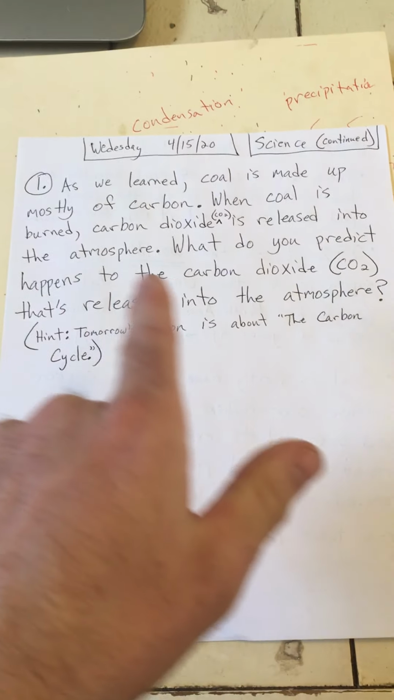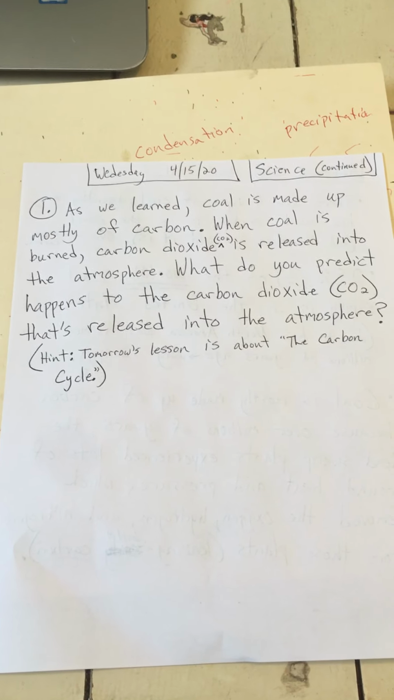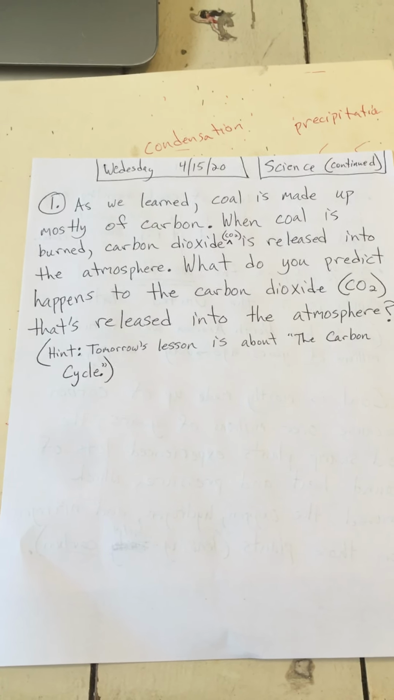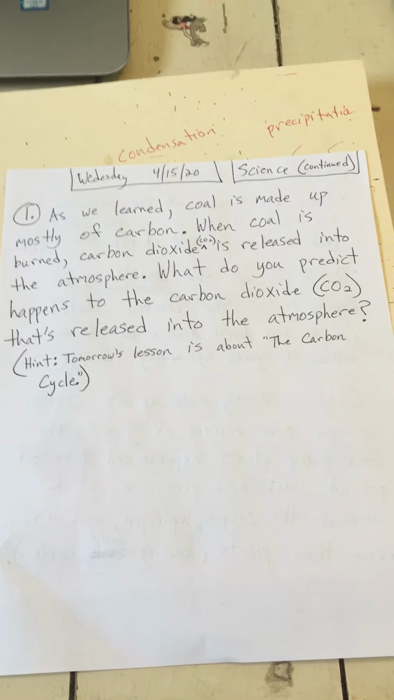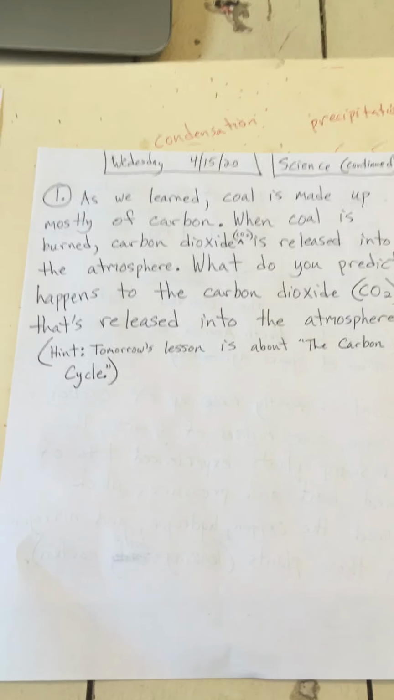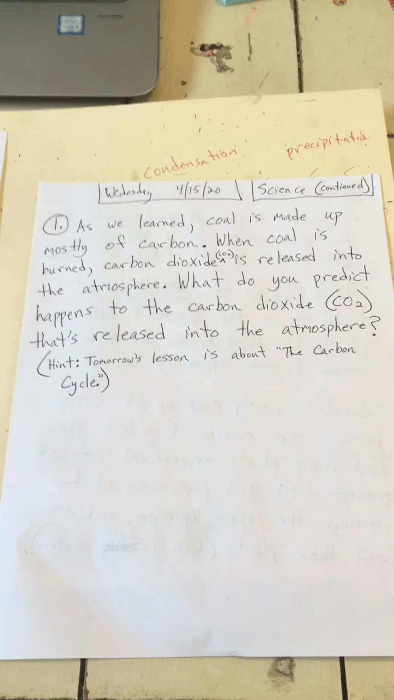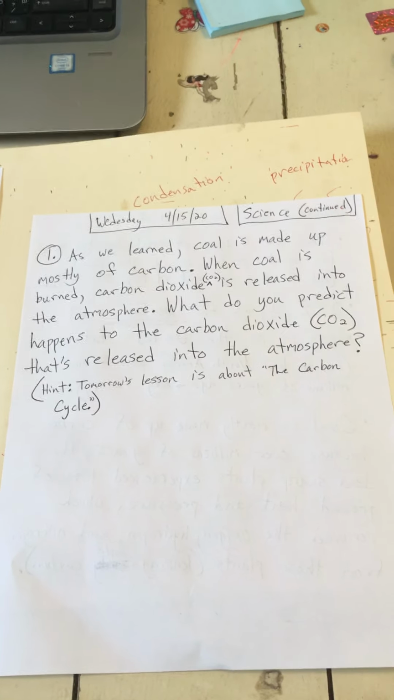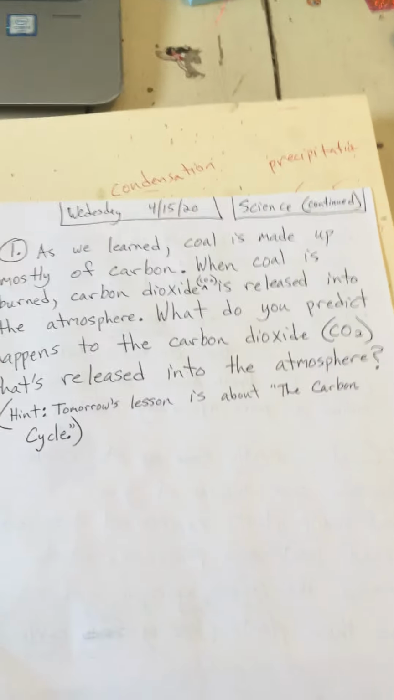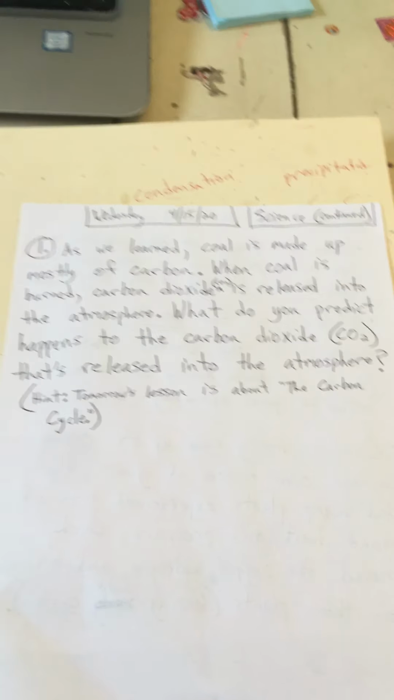So we're going to learn about how there is a cycle that carbon goes through on our planet. I want you to think about that as you try to predict what happens to the carbon dioxide that's released into the atmosphere. Okay, we burn coal, carbon is released into the atmosphere. We said that that's not good for our planet, and I want you to think about what then happens to that carbon.